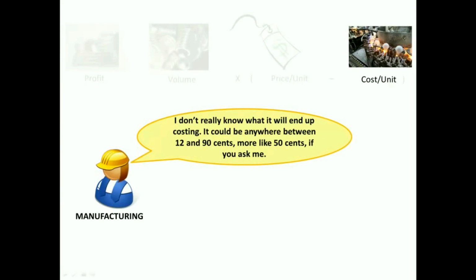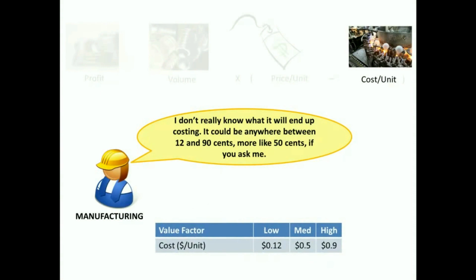Moving on to the cost, let's ask the head of manufacturing what it's going to end up costing. Oh man, I really don't know what it'll end up costing. It could be somewhere between 12 and 90 cents. If you really pin me down, I guess it's more like 50 cents. So we now have a range on the cost.